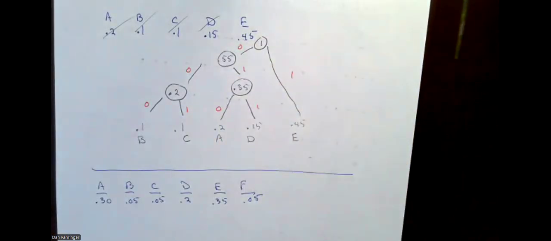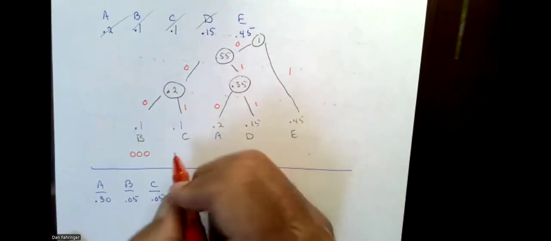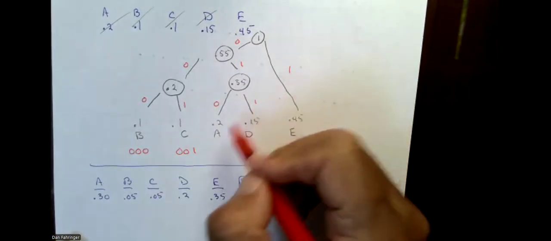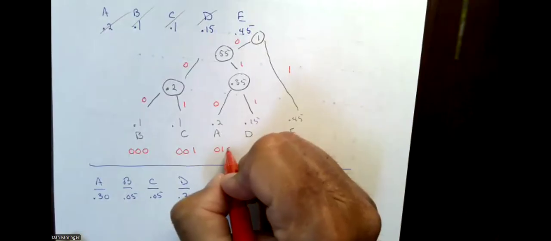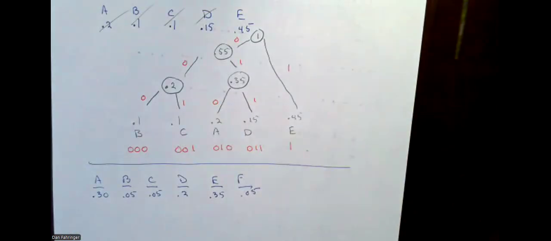So what I now come up with is 3 digits, 2 digits, maybe 1 digit for each letter. My B, 000. My C, 001. My A, 010. My D, 011. And my E is 1. And if I wanted to find the average length, I would take 0.2 times 3 plus, and plus. But let's see if this made something that is immediately decodable.